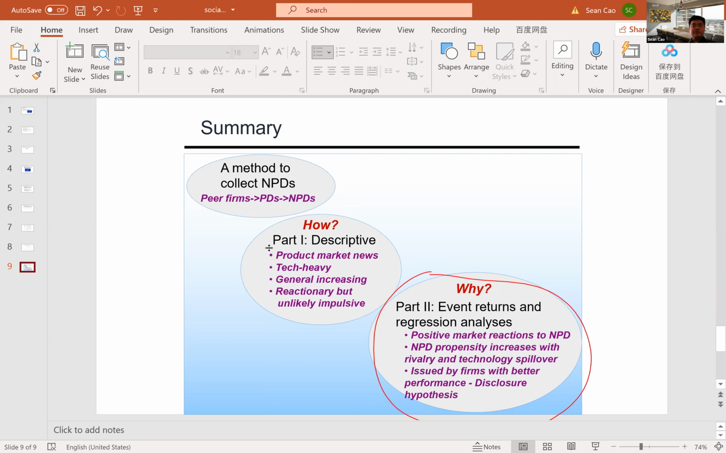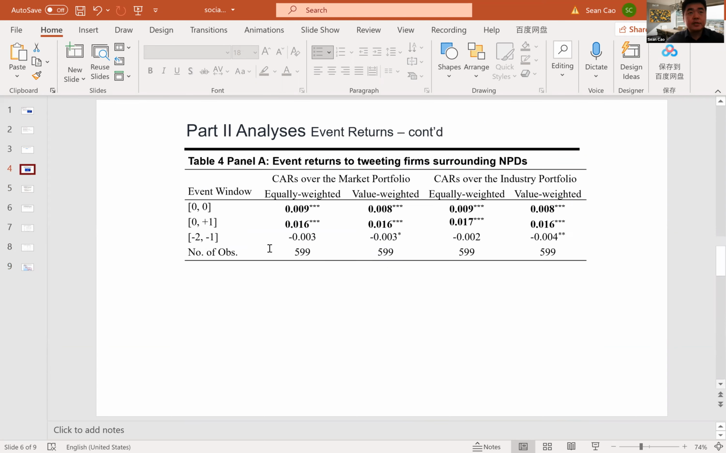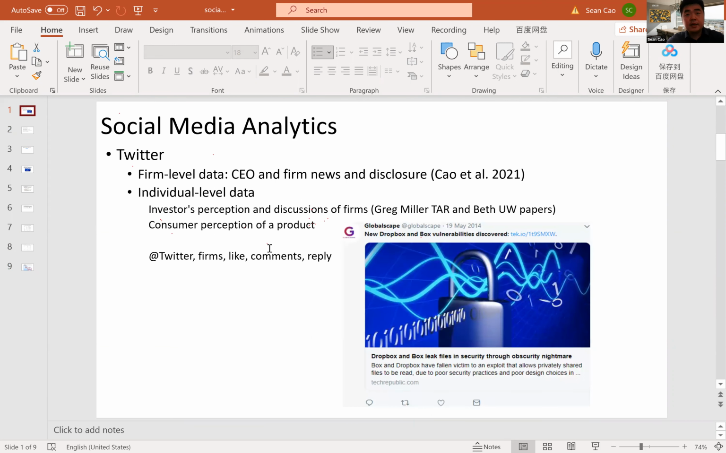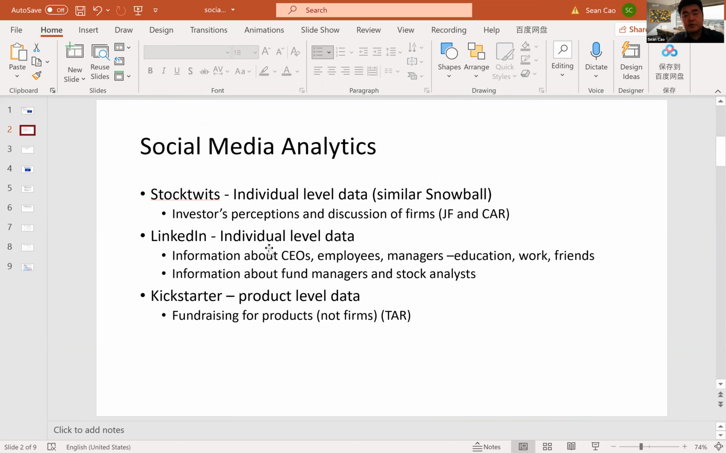So to summarize, for every platform and every textual data, we have three objectives: what the data is about, the structure of the data, and what kind of questions we can answer to help investors and managers, and how exactly we do the research design to do that. So this is about tweets. We talk about Twitter, stock tweets, LinkedIn, Kickstarter. We talk about so many social media. You can look for other social media platforms.